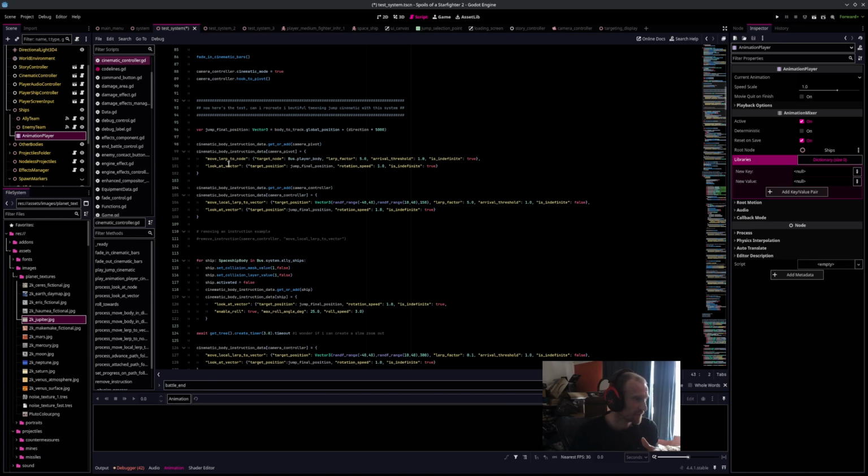And then we add to that various instructions. So we add the camera pivot in this example. We add the instruction to move lerp to node. So we're lerping the camera pivot to the player body. We've got a speed, we've got a threshold, is indefinite. So either I want it to stop its instruction once it arrives at the arrival threshold, or I don't.